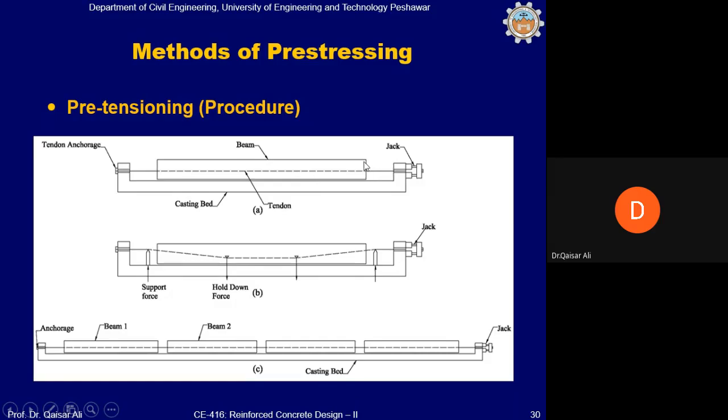Okay, if you want to apply a pre-compression force with variable eccentricity, then the wire is held down with the help of some arrangement in this position. The wire is stretched in this manner, and then when the concrete gains its strength, the wire is cut from this side and this side, and the force is transferred to the concrete with a variable eccentricity.